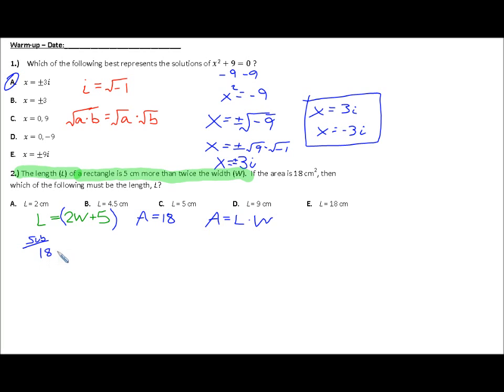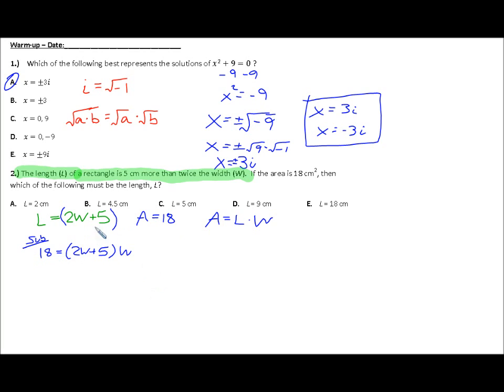18 instead of A is equal to, and I have length times width, but instead of writing length, I'm going to write what length is equal to. This entire quantity, 2w plus 5. Because then I'm just multiplying that times w, which is the width. And if you hadn't noticed it already, what we did is we took something that had two different variables in it, and we switched it into an equation with just one variable. So we're only dealing with width and area here.